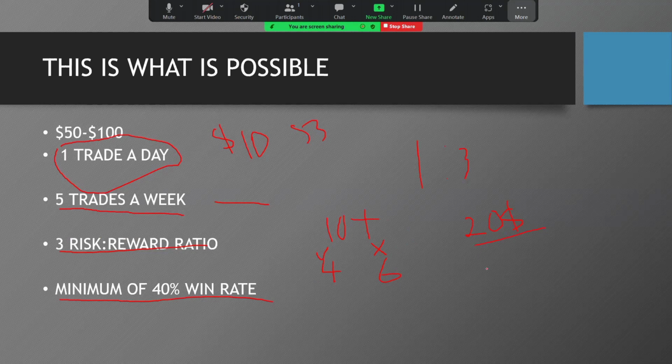$20 per trade. 4 wins means what? Sorry, 6 losses means what? 6 times 20. 6 times 20 is what? 120. So you've lost $120 on losing trades.